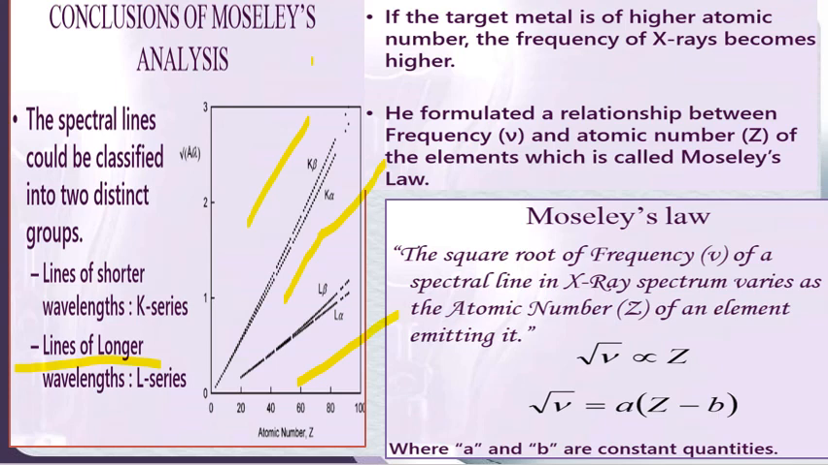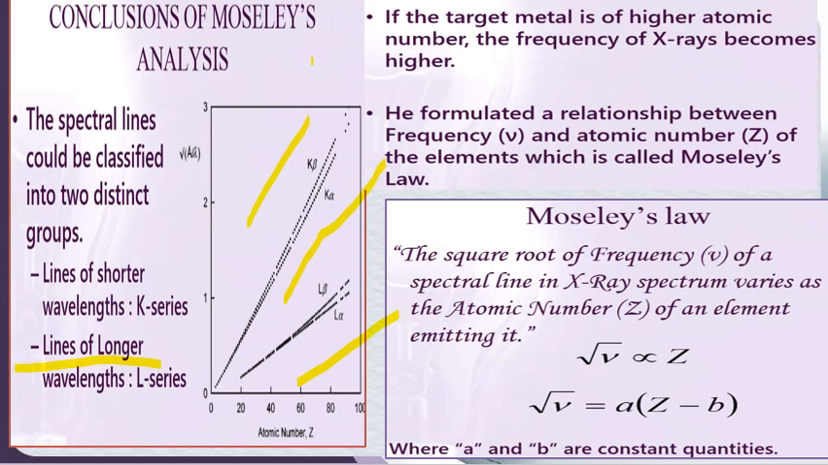If the target metal is of higher atomic number, the frequency of radiation will be higher, right? Moseley formulated a relationship between frequency and atomic number of the elements. This is termed as Moseley's law. According to this law, the square root of frequency of a spectral line in the X-ray spectrum varies as the atomic number of the element emitting it, right?